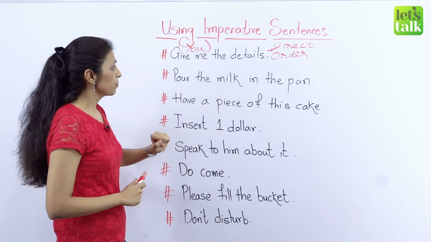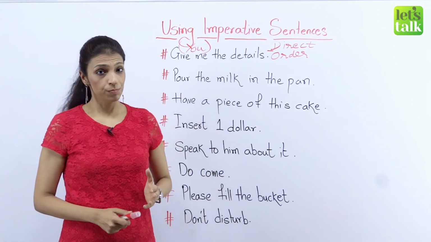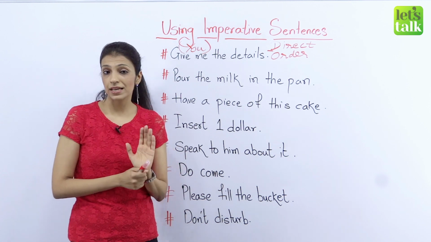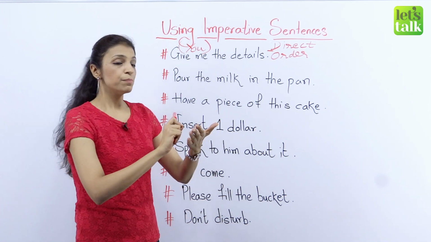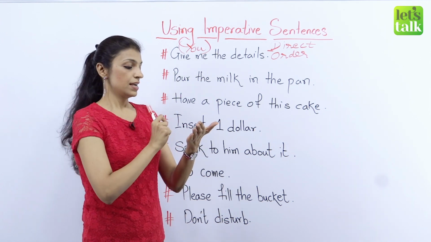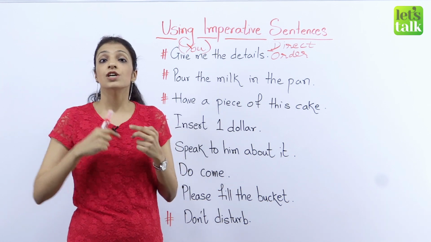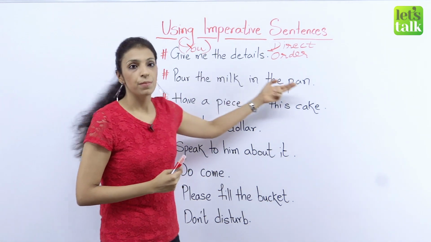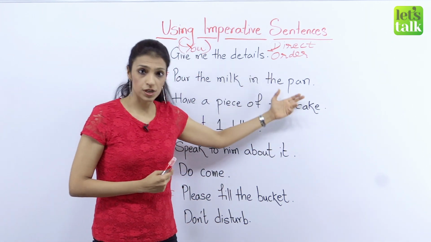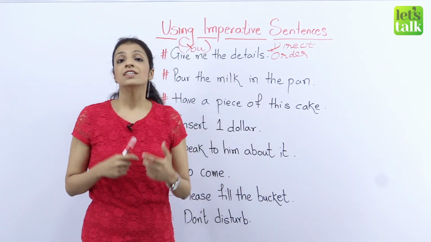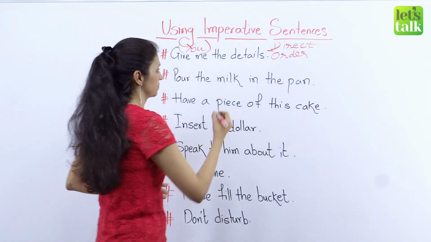Now, in my next example, pour the milk in the pan. Supposing I'm baking a cake at home, you have the pre-mixed packet and I'm going through the instructions. So, the first one is pour the milk in the pan, heat it on slow flame. So, it does not read you. Pour the milk in the pan, heat it on slow flame, add 2 spoons of sugar, right? So, when you give instructions to someone, you use an imperative sentence.